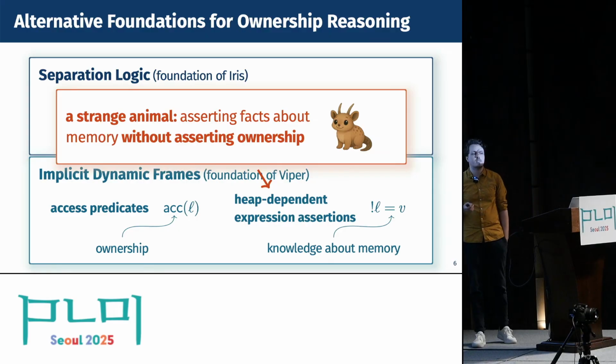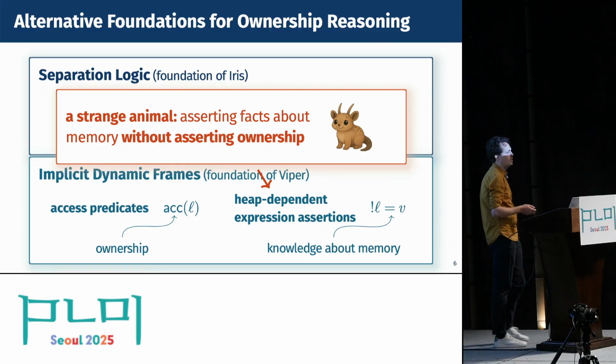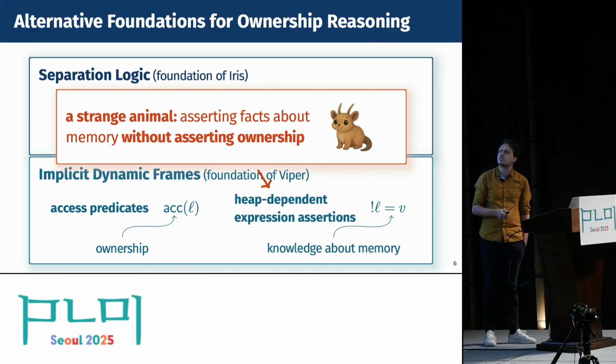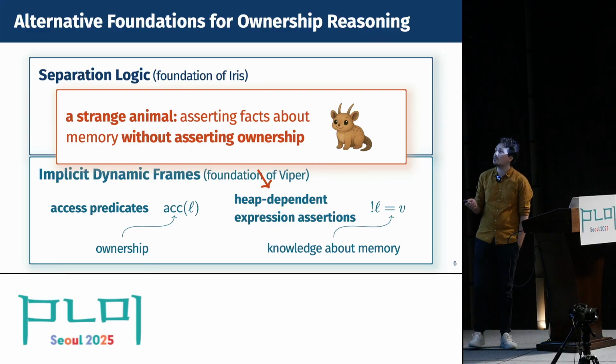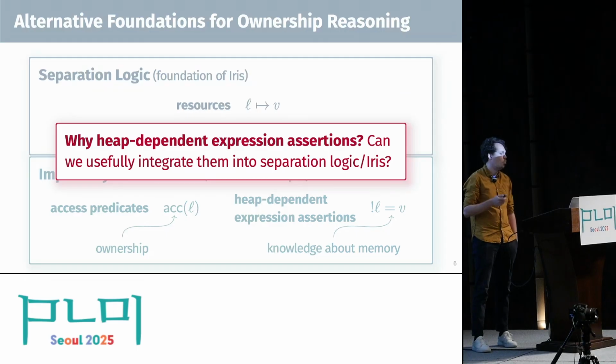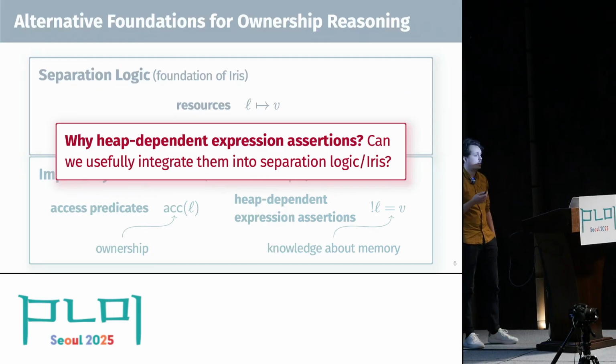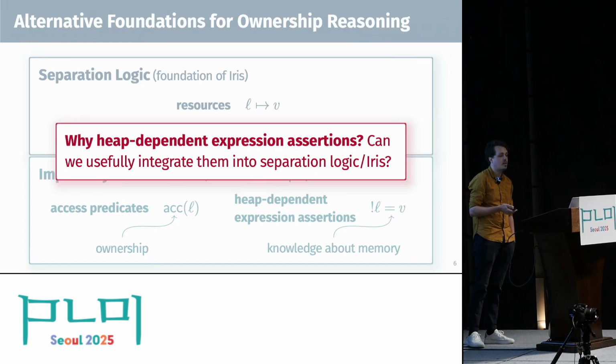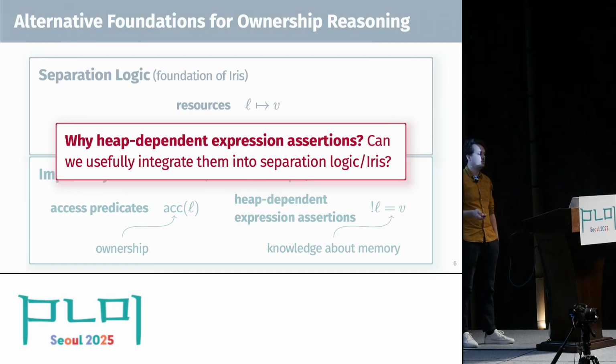They are somewhat of a strange animal if you have a separation logic perspective. They assert facts about the contents of memory without asserting ownership for that memory. And when I first saw this, I was a bit confused, I have to say. So I started wondering, well, why would you want heap-dependent expression assertions in the first place? And also, how do they work? And slightly differently, well, can we usefully integrate them into separation logic and into Iris in particular?